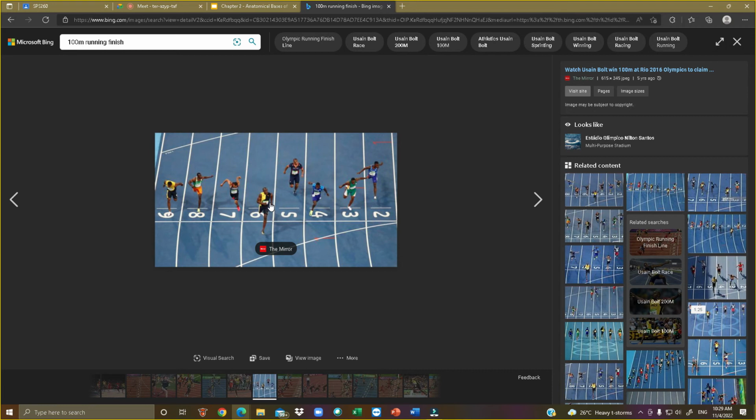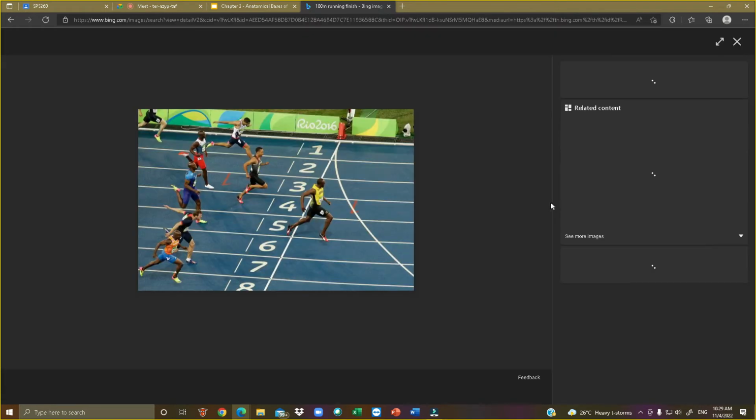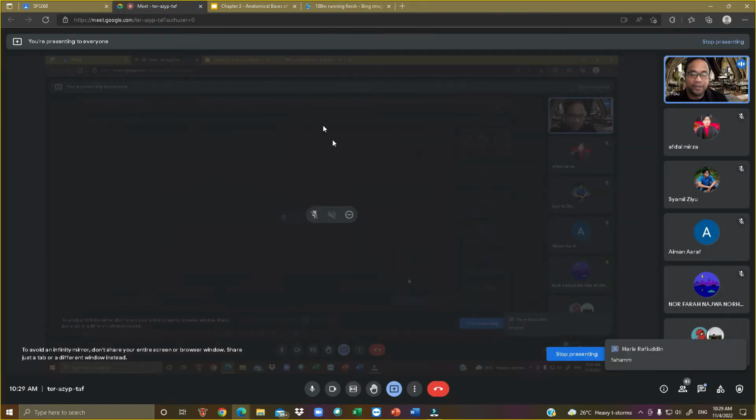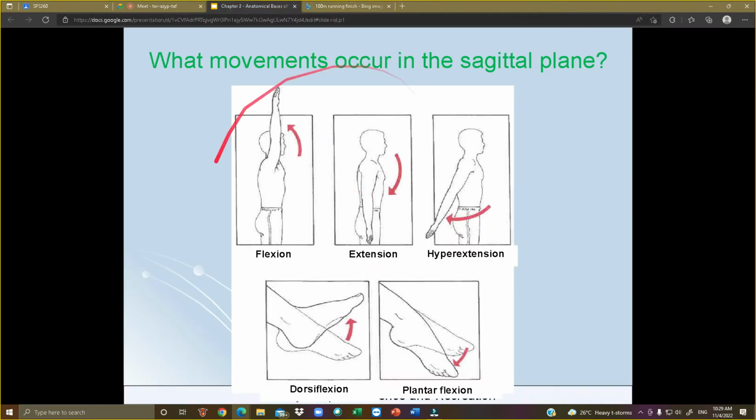Yang berubah hanya panjang kaki sahaja. If we compare with this view, we can observe, we can explain much better. Okay, faham. Okay. Tu maksud dia, okay. Ini maksud pergerakan tadi. Why this pergerakan being put underneath sagittal?